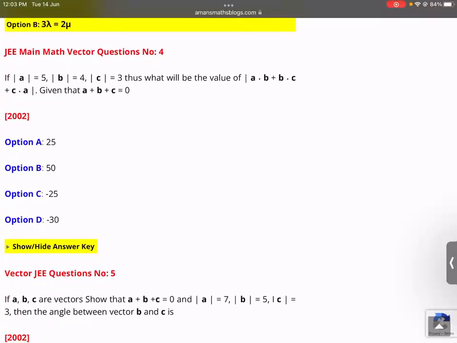Try the next one. Magnitude of A vector is 5, magnitude of B vector is 4, magnitude of C vector is 3. What will be the value of magnitude of A dot B plus B dot C plus C dot A, given that A plus B plus C is 0? So write down the question and then try. Tell me what is the idea you are getting.